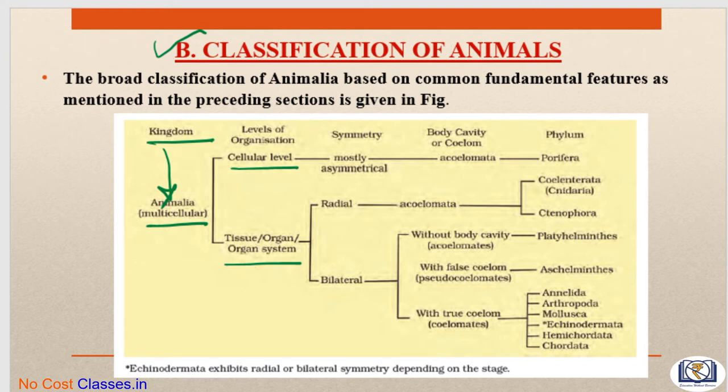फिर हमने सिमेट्री लिया है। सिमेट्री में जितने भी सेल्यूलर ऑर्गेनिजम्स हैं आपके, they are mostly asymmetric in nature, और जो आपके टिश्यू लेवल ऑर्गन सिस्टम वाले हैं वो रेडियली भी हो सकते हैं और बायलेटरल सिमेट्रिकल भी हो सकते हैं। तो पहले बात करते हैं जो असिमेट्रिक है, वो एसीलोमेट है, यानी उनमें कोई ट्रू कैविटी प्रेजेंट नहीं है और एक ही फाइलम है, that phylum is Porifera. Will study this in detail. Now tissue, organ and organ system level of organization में रेडियल बताया था आपको, if you cut the organism from the central axis into two equal halves, definitely will get two equal halves, they are acoelomate. Then organisms, कौन कौन से आपके फाइलम्स हैं? Coelenterates और Ctenophora.